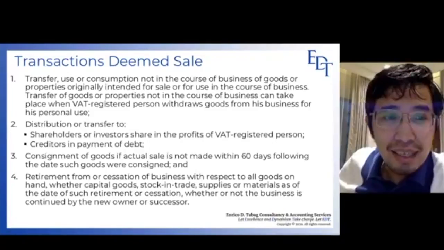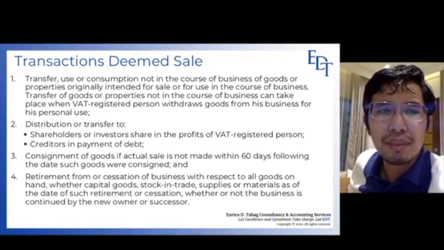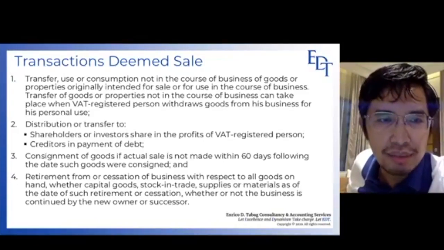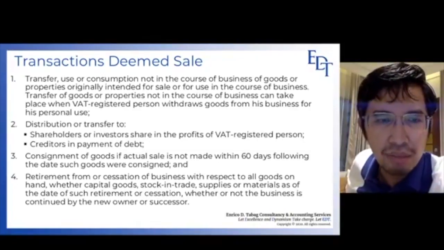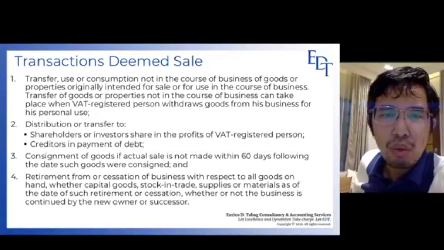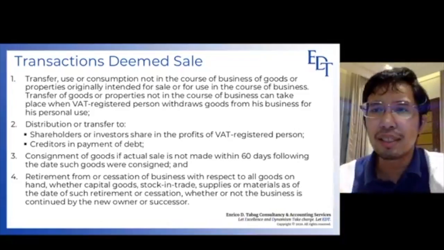And the last item is pertaining to retirement from or cessation of business with respect to all goods on hand, whether capital goods, stock in trade, supplies or materials as of the date of such retirement or cessation, whether or not the business is continued by the new owner or successor.